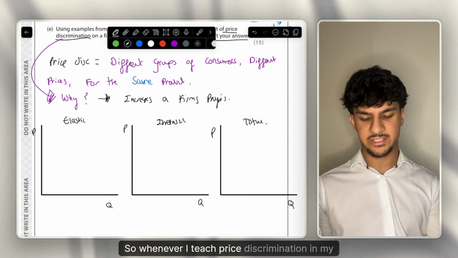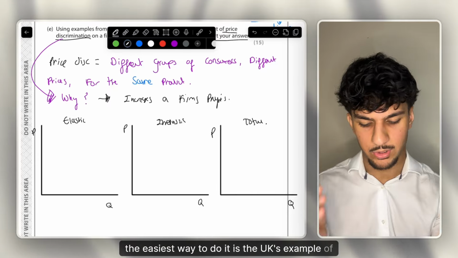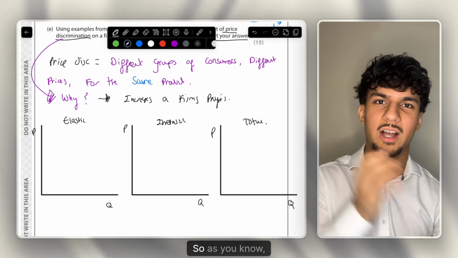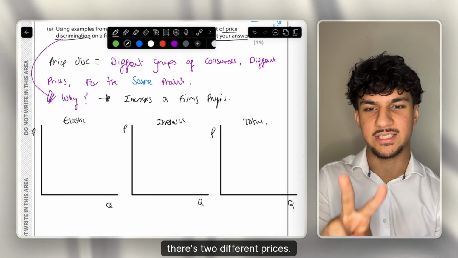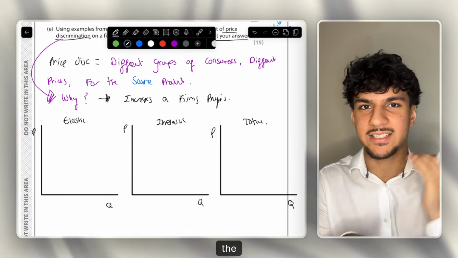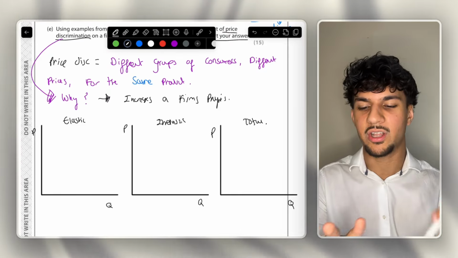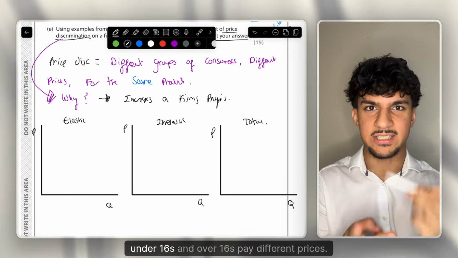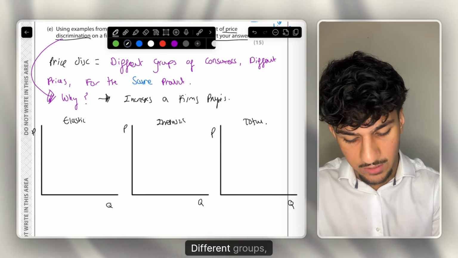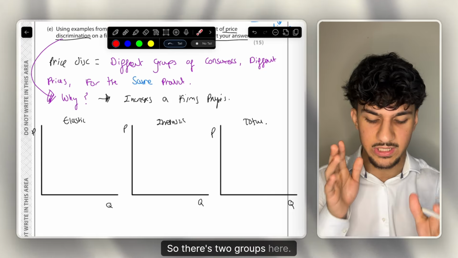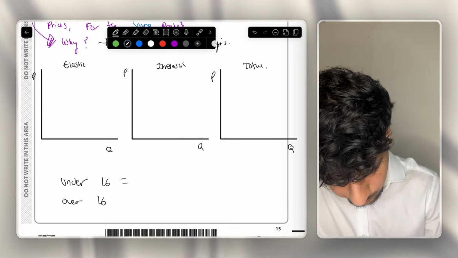Whenever I teach price discrimination in my live classes, the easiest way to do it is the UK's example of train tickets. As you might know, for train tickets in the UK, there are 2 different prices. They both get the exact same experience, the exact same good. You're both just going on the train. Nothing is different, besides that under 16s and over 16s pay different prices. So it perfectly fits that definition. Different groups of consumers, so there are 2 groups here: under 16s and over 16s, different prices for the same product.